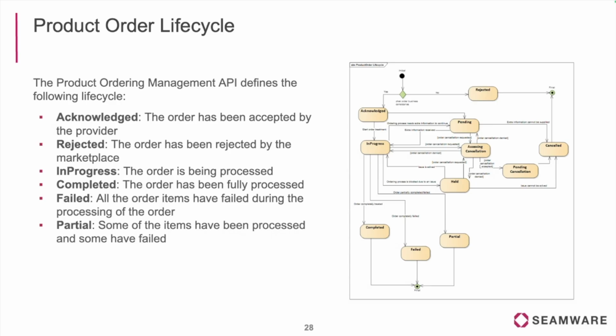So if all the order items, or all the offers that you have included in the product order, have been properly completed, the final status is completed. If all the order items have failed, then the final status is failed. And if some of the order items have been properly processed and some of the order items have not, the final status will be partial.